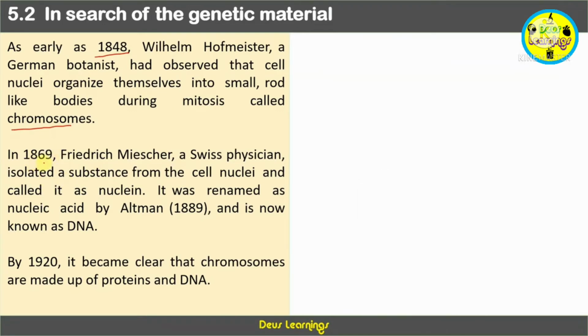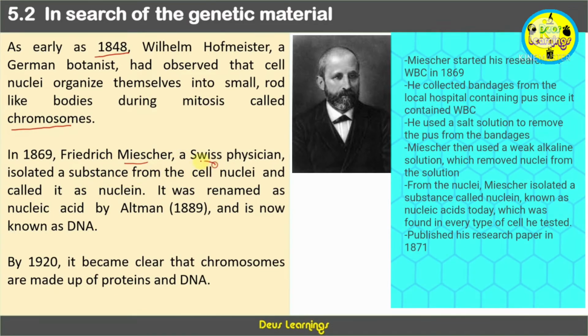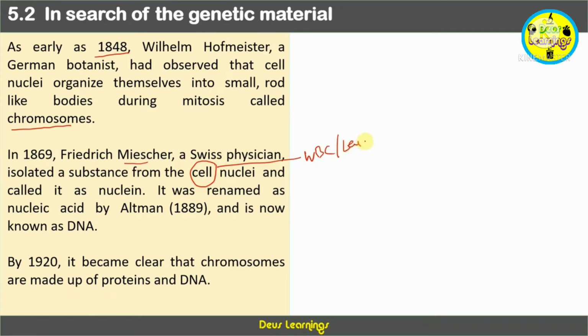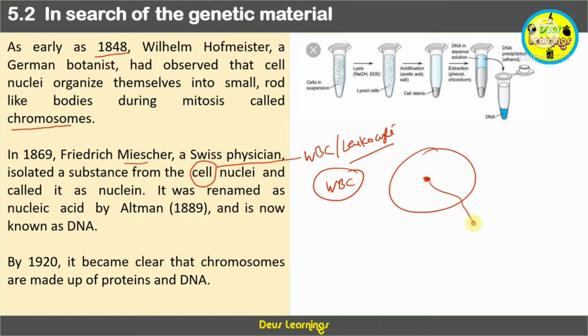And then in 1869, Miescher, a Swiss physician, isolated a substance from the cell nuclei, and this cell was actually a WBC, also called a leukocyte. So he isolated something from the nucleus of the leukocyte, and he called it nucleine. Then he analyzed what the content was.